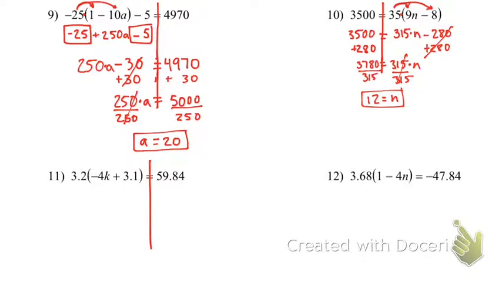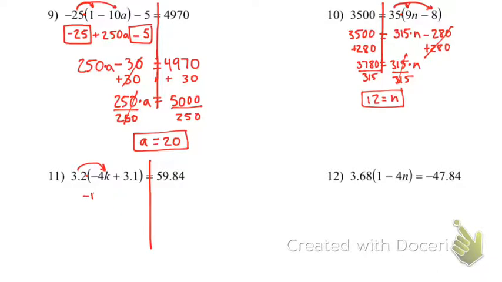Same idea again. Let's check the left side first. Do I have to distribute? And the answer is yes. We're going to distribute 3.2 because it's multiplying into here. So again, use your calculator. So it's 3.2 times negative 4. That's going to give me negative 12.8k. Don't let the decimal scare you.